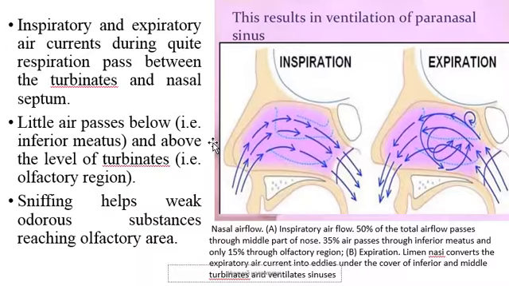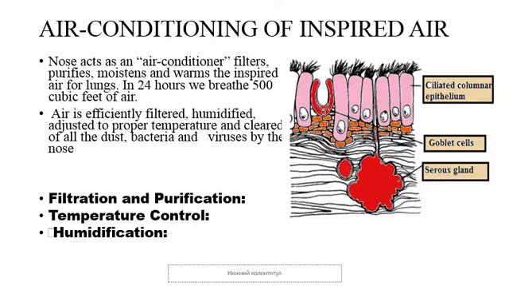The inspiratory and expiratory air currents during quiet respiration pass between the turbinates and nasal septum. Little air passes below and above the level of the turbinates, and sniffing helps the weak odorous substances reach the olfactory area. Air conditioning of inspired air function.